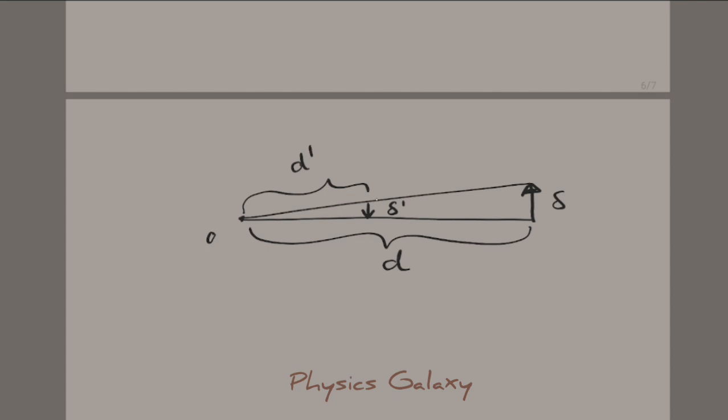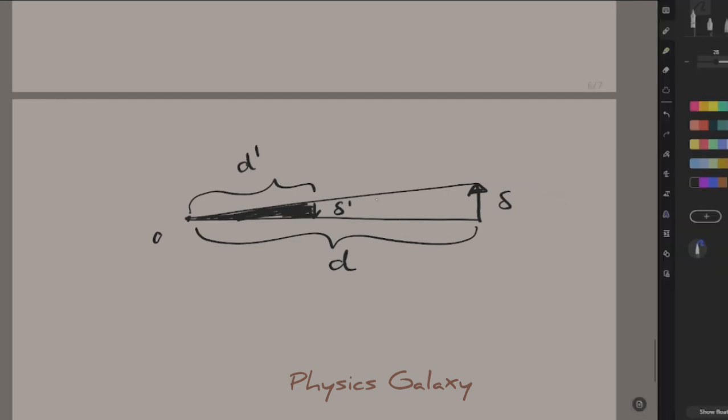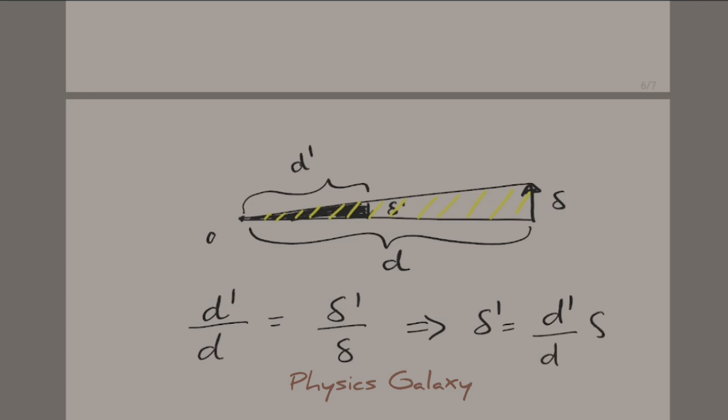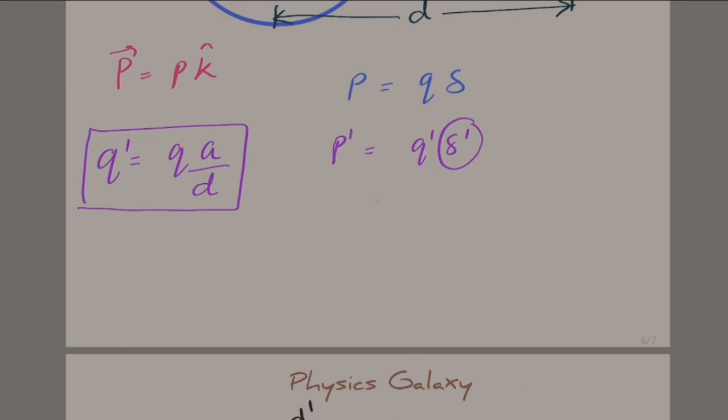Because this triangle and the bigger triangle formed by the whole arrangement are similar triangles, we know that for similar triangles the ratio of the sides is in proportion. So we can write d dash by d equals delta dash by delta. From here we get delta dash equals d dash by d times delta. So we have delta dash and we have q dash also.